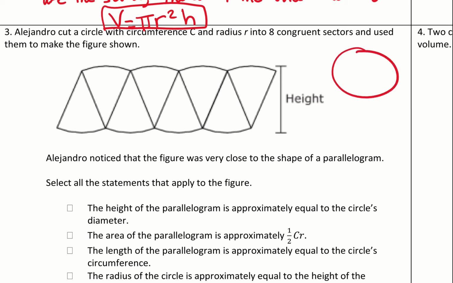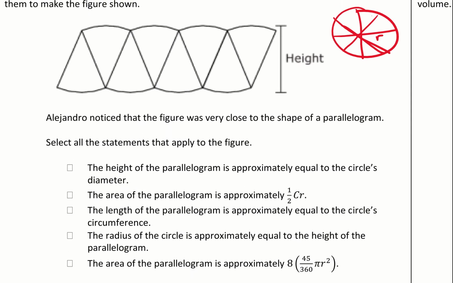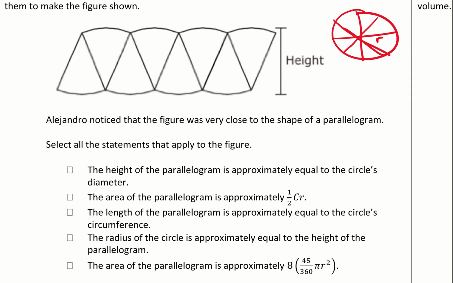So he had a circle with radius R, and he cut it into 8 pieces, essentially like that, and the radius is R. And then he lined them up like this. Alejandro noticed that the figure was very close to the shape of a parallelogram. If you look at it, it almost looks like a parallelogram. All right, so select all the statements that apply.